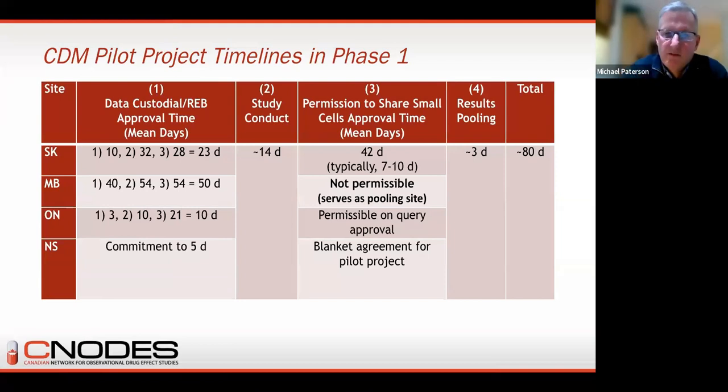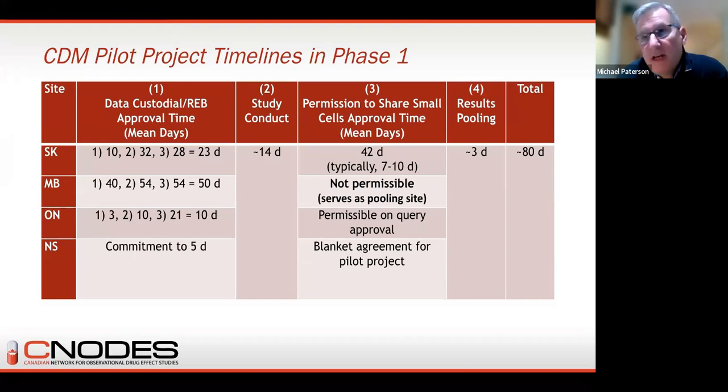We were able to do so in Nova Scotia and Ontario using pre-existing policies in place for sharing of small cells. In Saskatchewan, they also had a process in place for doing so that involved the data custodians reviewing these sample outputs on a case-by-case basis and approving them for release. In Manitoba, however, it was not permissible to share. And so as a result, the Manitoba site, the Manitoba Center for Health Policy, became our de facto pooling site.